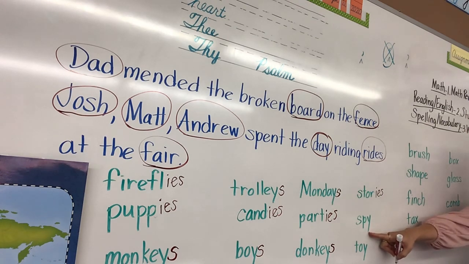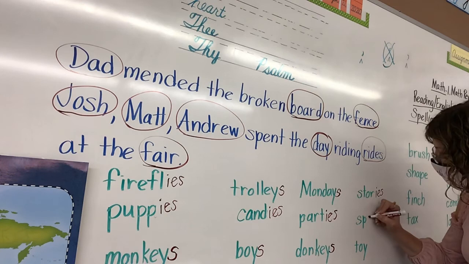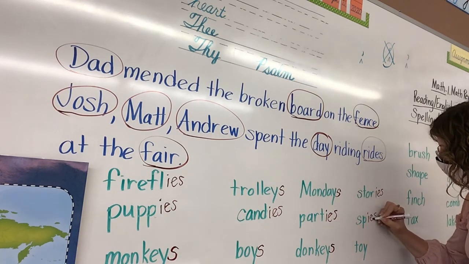What is this? Spy. What's in front of the Y? P. What does that tell us to do? Change the Y to an I and add ES.